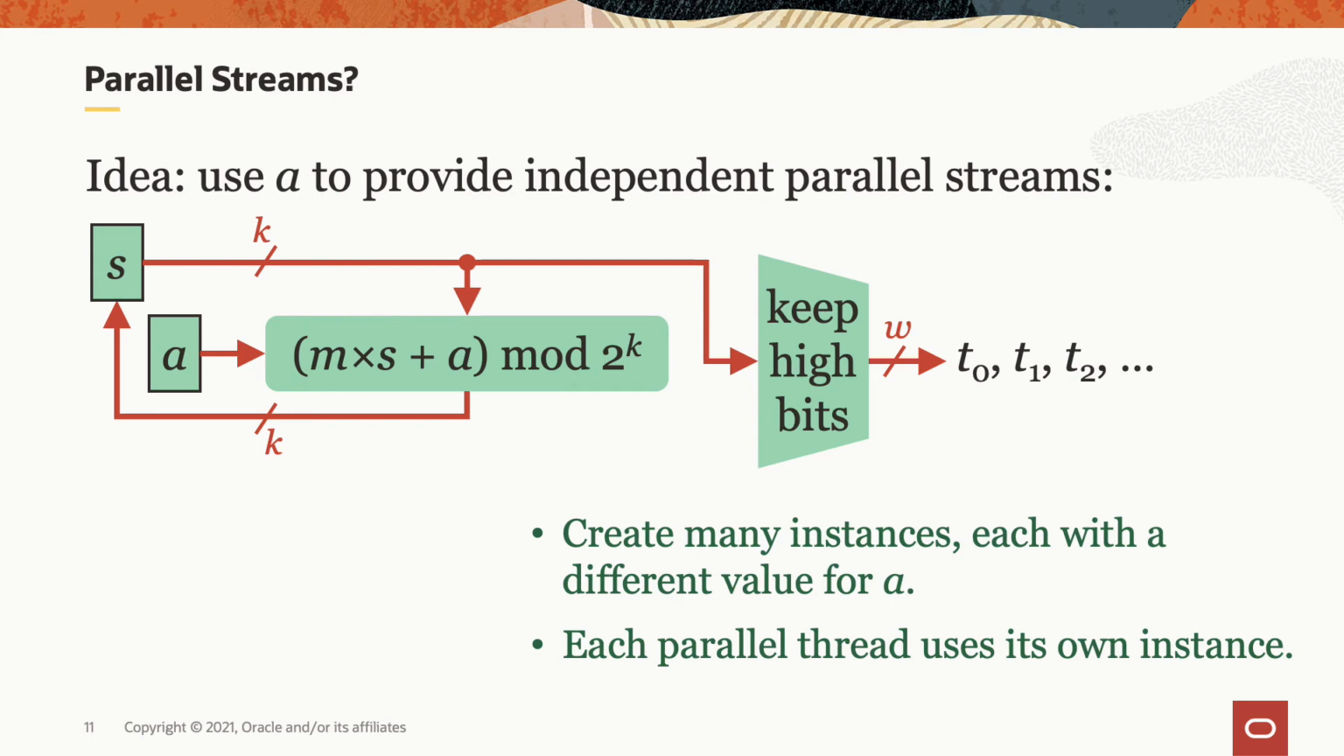The introduction of this additive parameter A suggests an interesting idea. Can we use this parameter to provide for independent parallel streams to be used by multithreaded or SIMD operations? The idea would be to create many instances of the algorithm, each with its own state S and with a different value for A, and then each parallel thread would use its own instance.